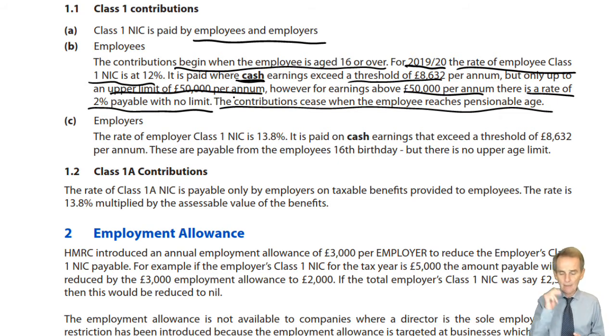So what happens at that upper limit, we reduce the employee Class 1 NIC rate from 12% down to 2%. So effectively on employment income, within the basic rate band, once you've gone above 8,632, you're suffering your income tax at 20%, your employee NIC at 12%. 20 plus 12, so that's a 32% tax charge effectively in total on employment income within your basic rate band.